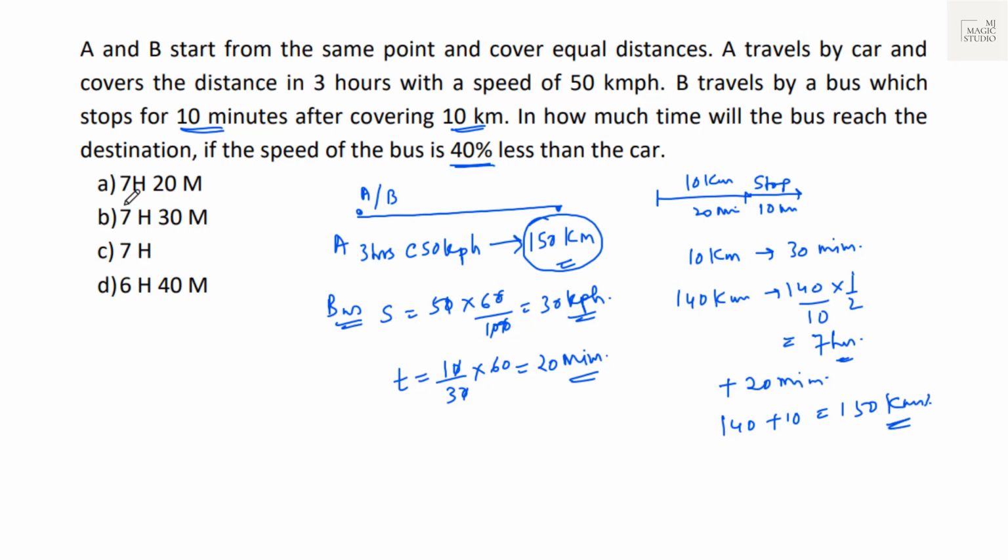That is the trick here. The answer is not 7 hours 30 minutes. Don't divide 150 by 10. 150 by 10 will give you 15. 15 into half will give you 7.5, and 7.5 is 7 hours 30 minutes. No. To cover 140 kilometer, the bus will take 7 hours. Now to cover the next 10 kilometer, the bus will take another 20 minutes only. So by 7 hours 20 minutes, the bus would be there at the destination. Option A should be the pick.